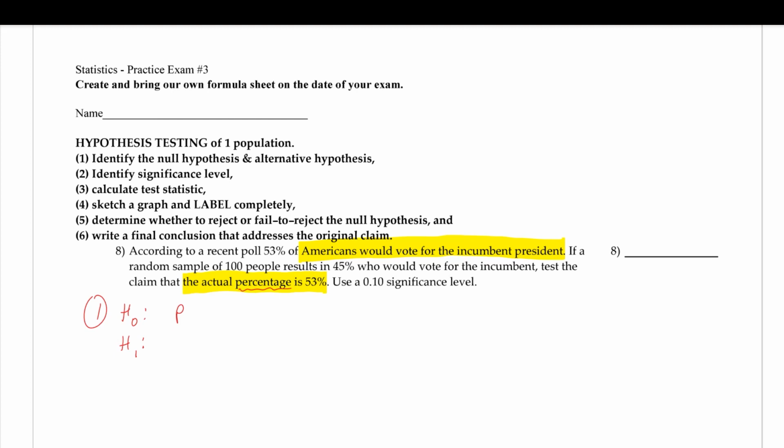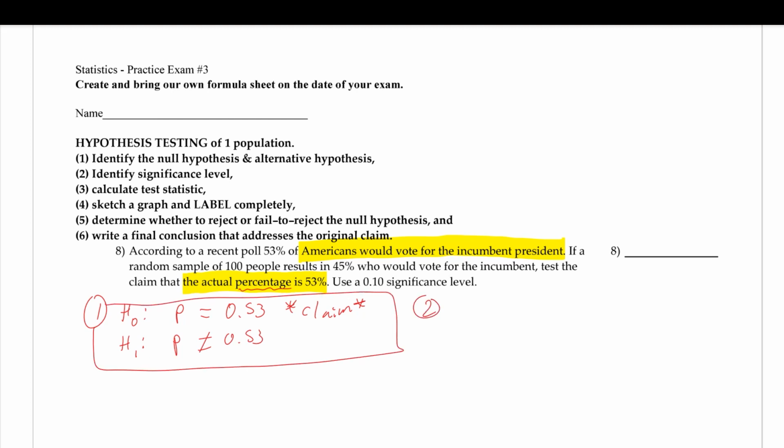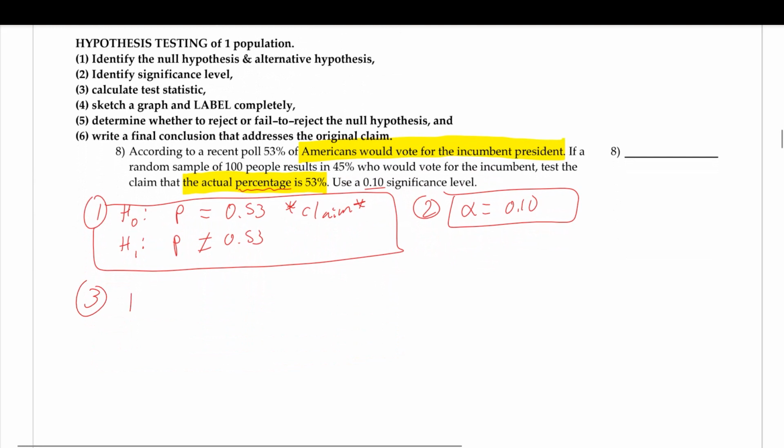So we're talking about proportion, so that's the symbol for proportion. And the null hypothesis is always a statement of equality. And if we read the claim statement, the actual percentage is 53%. So in this case, the claim is that it's 53%, so that's 0.53. That is the claim statement. So what would be the alternative? Well, the opposite of equals is not equal. And again, these two numbers have to match up. So in this case, the null hypothesis is the claim. Step 2 is our significance level. They told us that it's 10%. Step 3 is our test step.